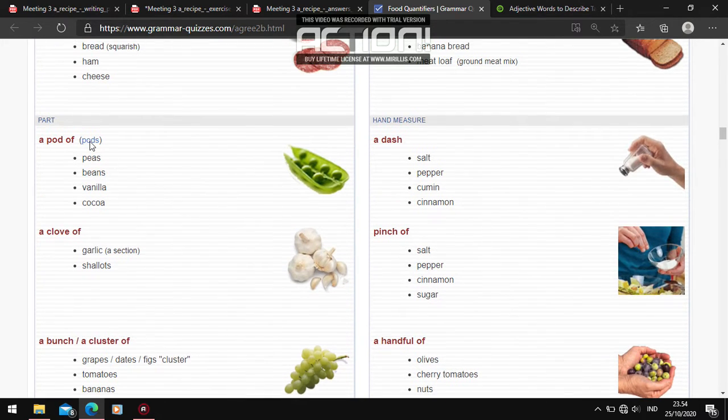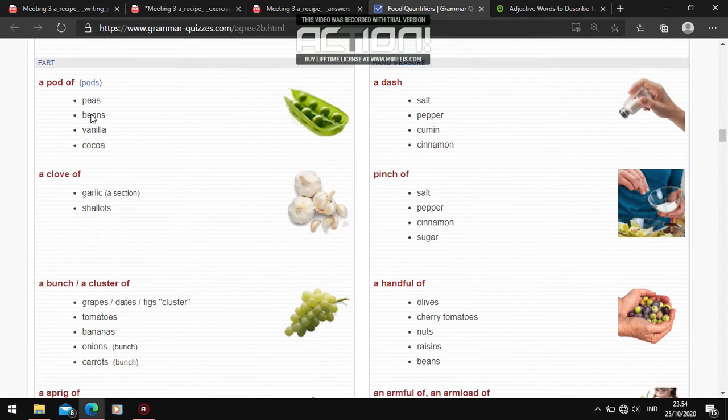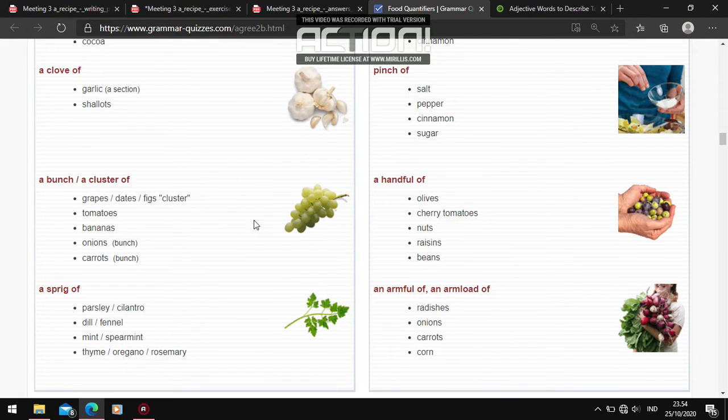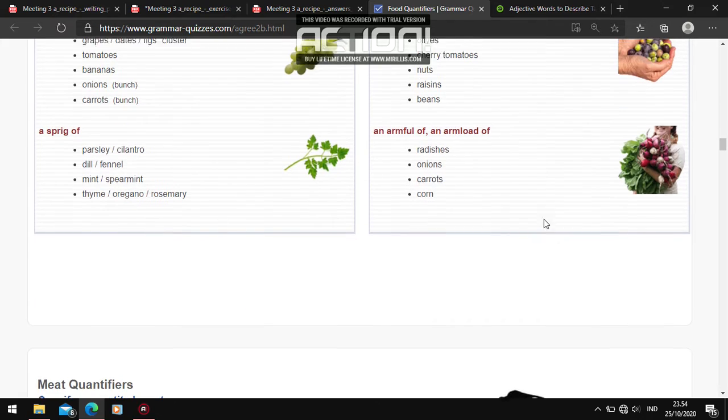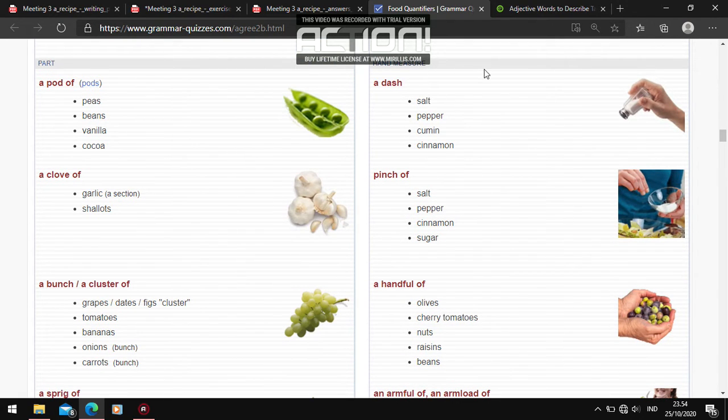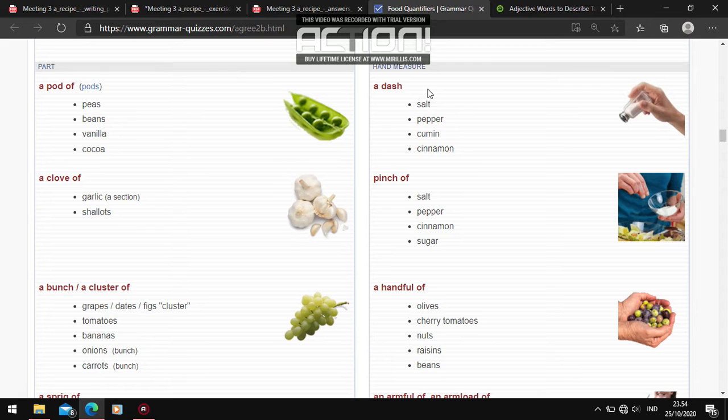Jadi yang kalau dia bisa terpisah gitu ya potongan-potongannya, jadi macam-macam, ada pot of, clove of, a bunch of, nih, si sprig of, and then hand measure, ukuran tangan, a dash, pinch, ya kan, a pinch of salt. Jadi ngitung itu berdasarkan ukuran tangan. Jadi 1 jemput salt, garam gitu ya. 1 jemput pepper, lada, atau 1 jemput sugar. Ya udah, pinch of sugar.